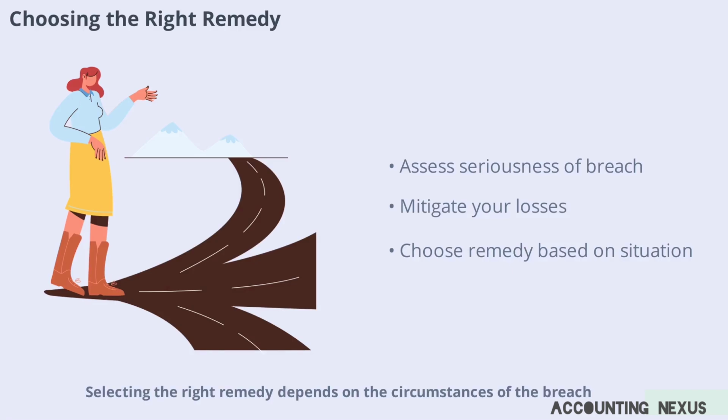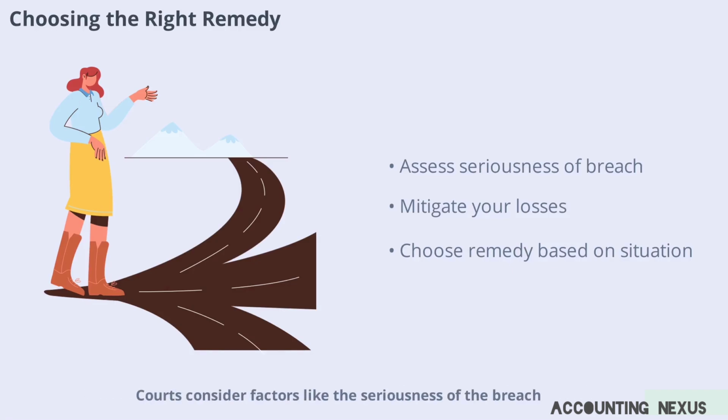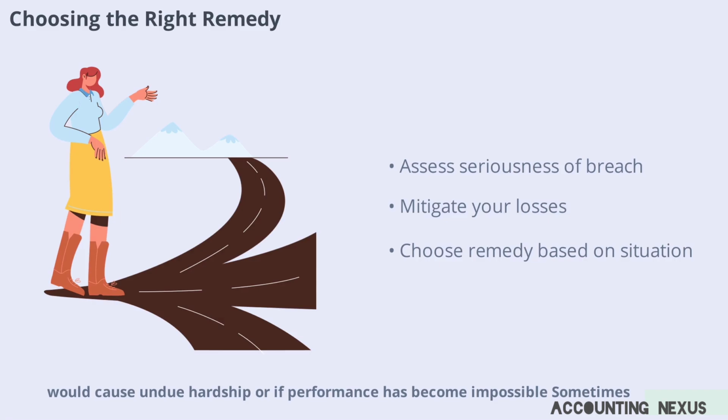Selecting the right remedy depends on the circumstances of the breach. Courts consider factors like the seriousness of the breach, whether performance is still possible, and the impact on both parties. For example, a court may refuse to order specific performance if it would cause undue hardship or if performance has become impossible. Sometimes, the harmed party can choose between canceling the contract or seeking damages, but not both at the same time.